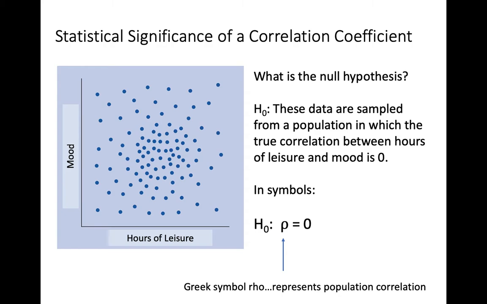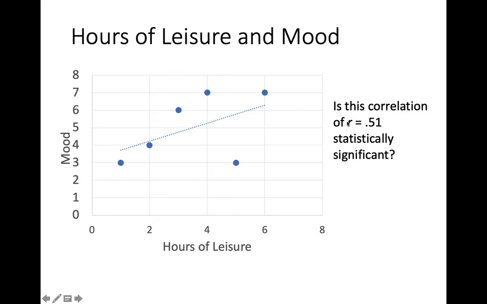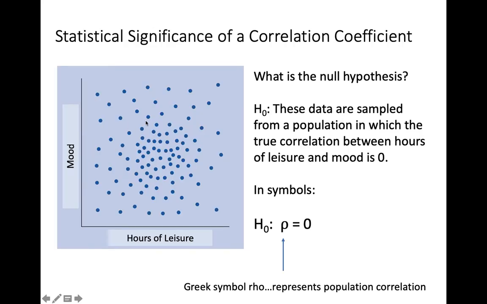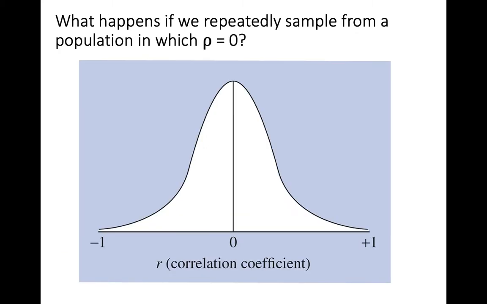And then what we're going to try to test is what is the probability that in a sample of 6 people we would get a correlation as strong as 0.51 if this is really true. Like, what is the likelihood that we would sample from 6 people a correlation as strong as 0.51 if the null is actually true? That's the logic of the null hypothesis significance testing when it comes to correlation.